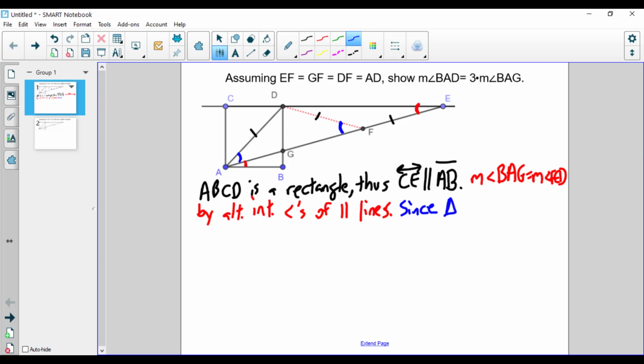So I'm going to say since triangle ADF is isosceles, the measure of angle FAD equals the measure of angle AFD. Okay, we're getting close. Now, one last relationship puts all of this back together.